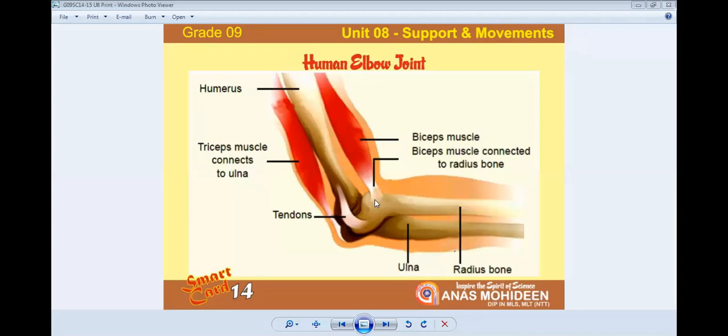Now just imagine, when you are stretching your hand, tricep muscles will be contracting, bicep muscles will be relaxing. When you are folding your elbow, now what happens? Bicep muscles will be contracting, tricep muscles will be relaxing. So one after another, they will be contracting and relaxing opposite to each other, and that is how the ulna and radius bone together move our elbows. This is the human elbow joint we have in both our hands.